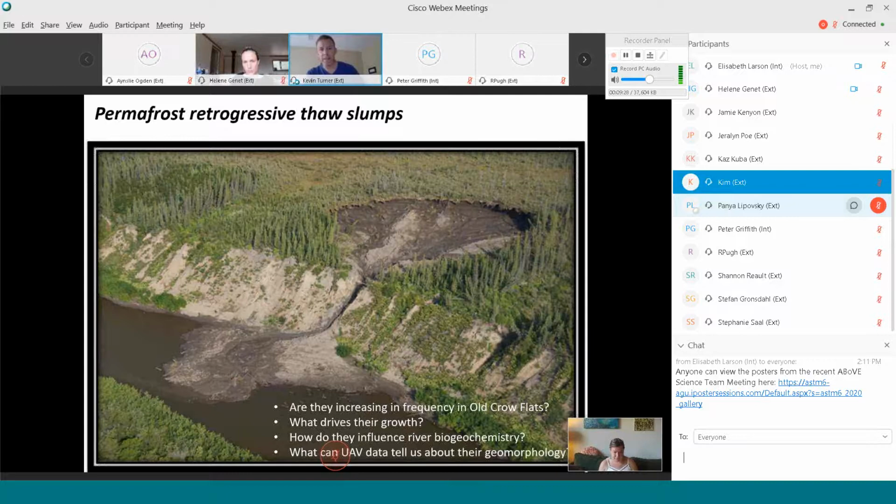This retrogressive thaw slump was initiated during June 2016, and we started doing UAV surveys of it a month later, and have 5 different surveys up to spring 2019. So it's about, in this photo, it's about 90 meters across, parallel with the river, and about 35 meters above the flow of the river, down where it outflows into that solifluction lobe.